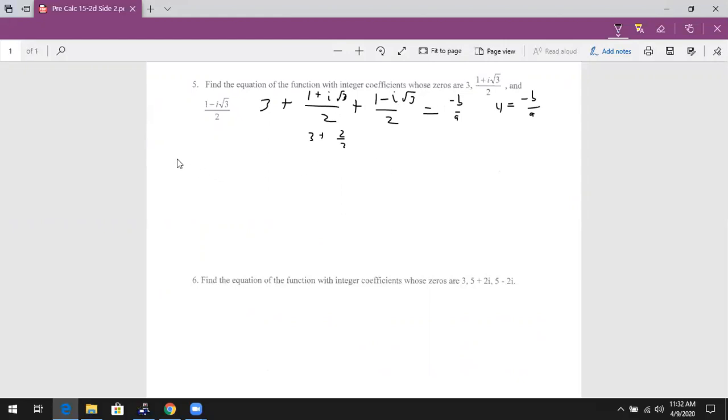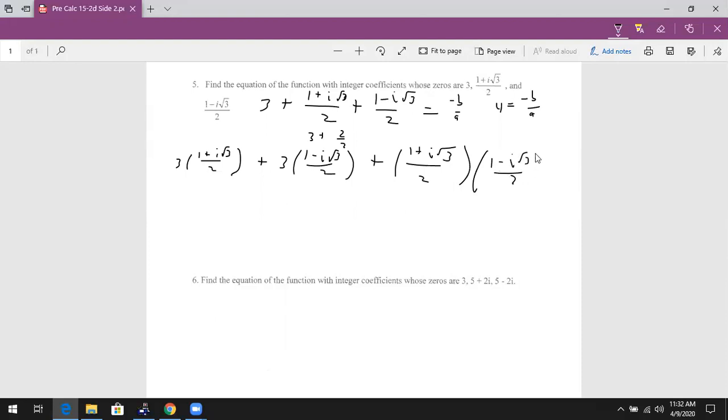If I pair them up, 3 times (1 plus i root 3) over 2, plus 3 times (1 minus i root 3) over 2, plus (1 plus i root 3) over 2 times (1 minus i root 3) over 2, I'm going to get c over a.